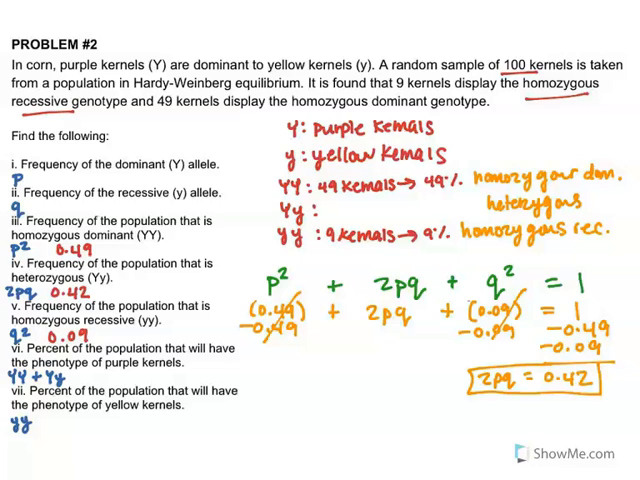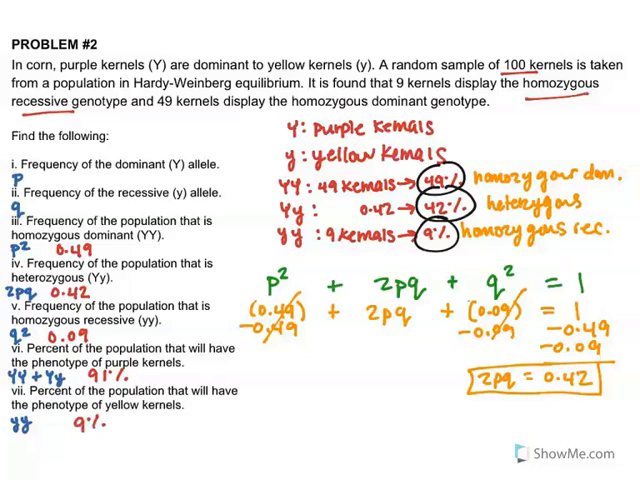I want to find the percent of phenotypes. I'm going to go ahead and add my, let's go ahead and put that this is at 42%. Okay, I'm going to go ahead and add my homozygous dominant plus my heterozygous, that's 49 plus 42% to give me my purple kernel phenotypes, and that will be 91%. To answer the next one, that's just simply going to be the homozygous recessive, 9%.